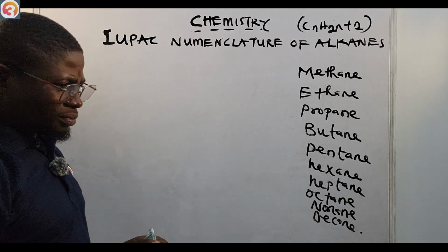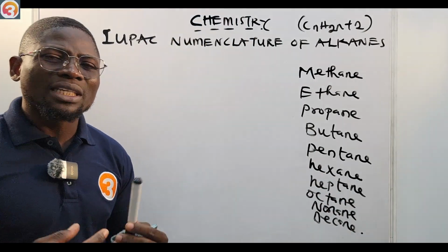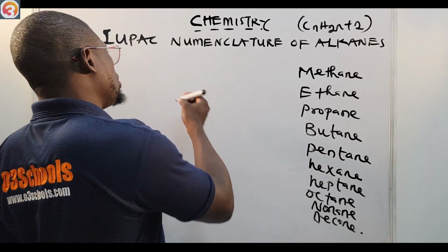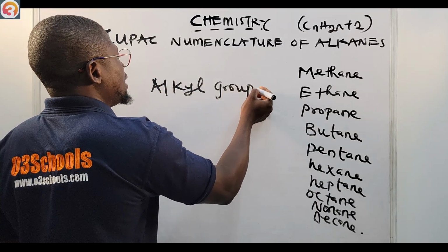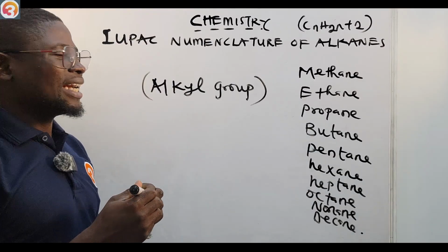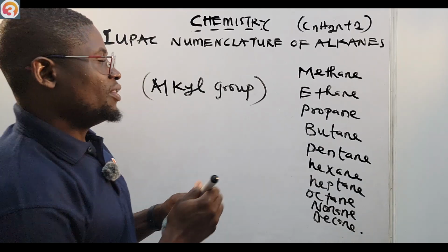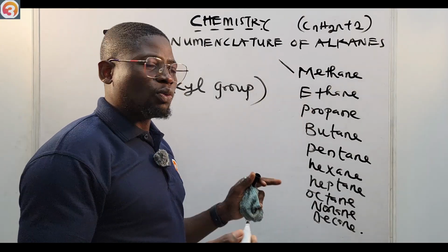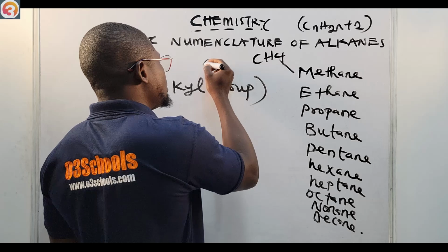Also, when an alkane loses a hydrogen atom, it forms what we call an alkyl group. Take note of that. For example, methane is CH4. If methane loses one hydrogen atom, it becomes CH3.